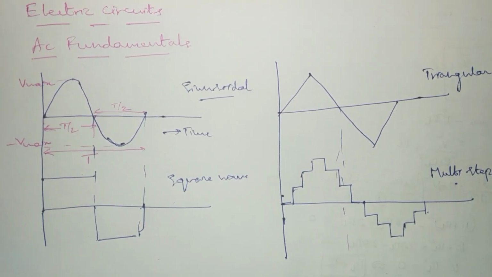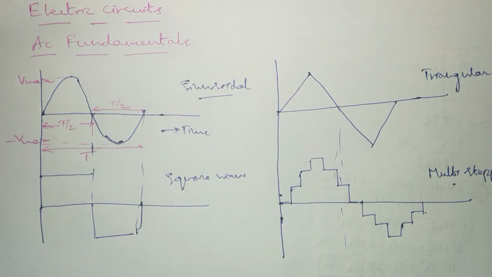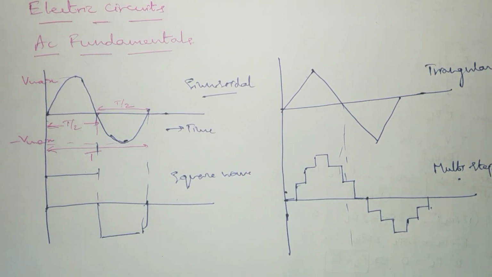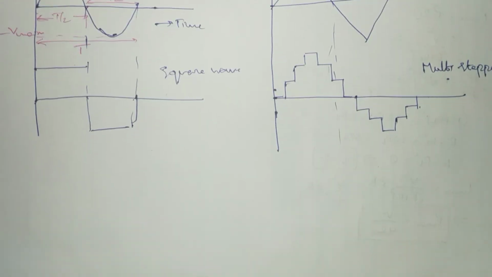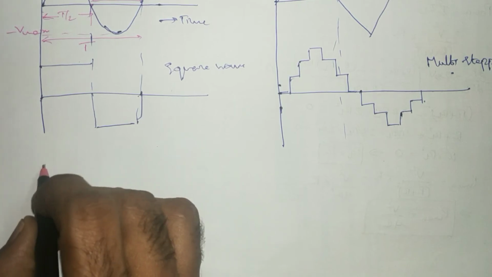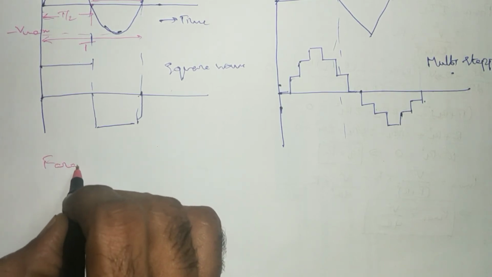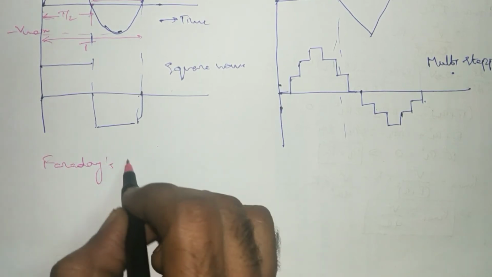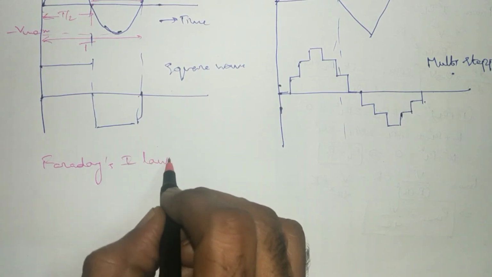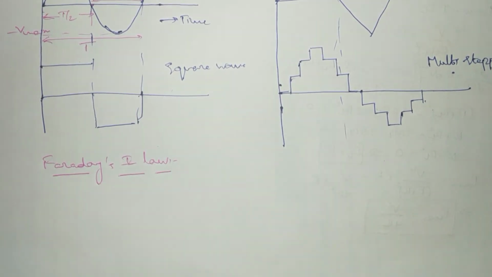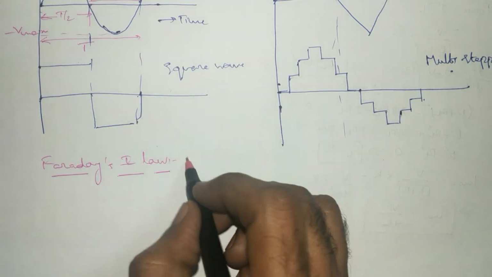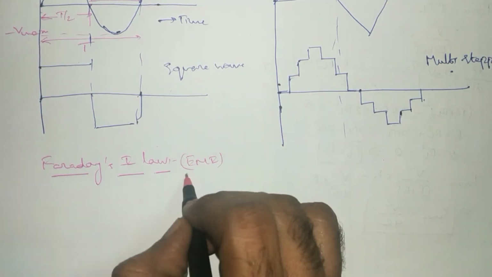And next we shall go through the EMF equation related to the alternating waveform. In order to understand the EMF equation, first of all, let us understand the Faraday's laws of electromagnetic induction. We know basically we have got two Faraday's laws. Let me briefly explain the Faraday's laws here at this juncture. Faraday's first law of electromagnetic induction, EMI. EMI refers to electromagnetic induction.